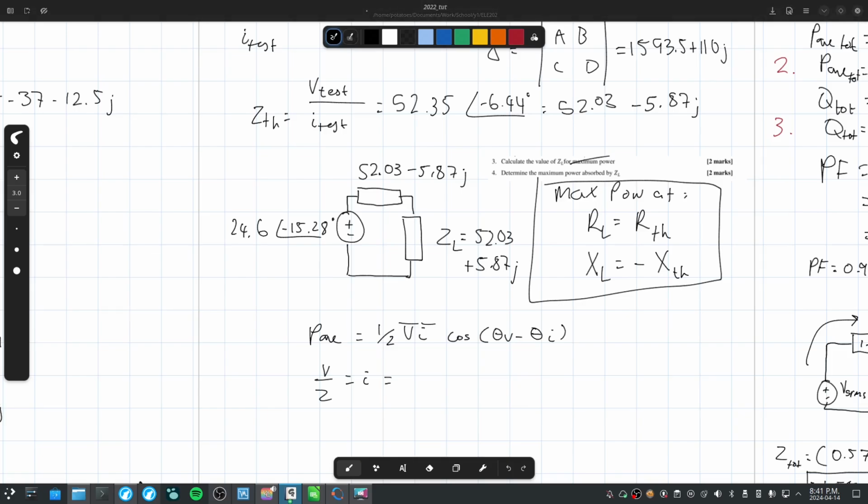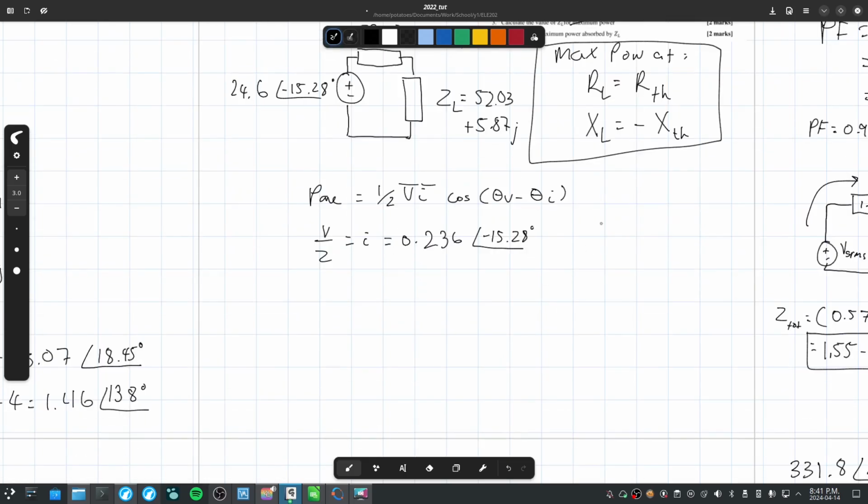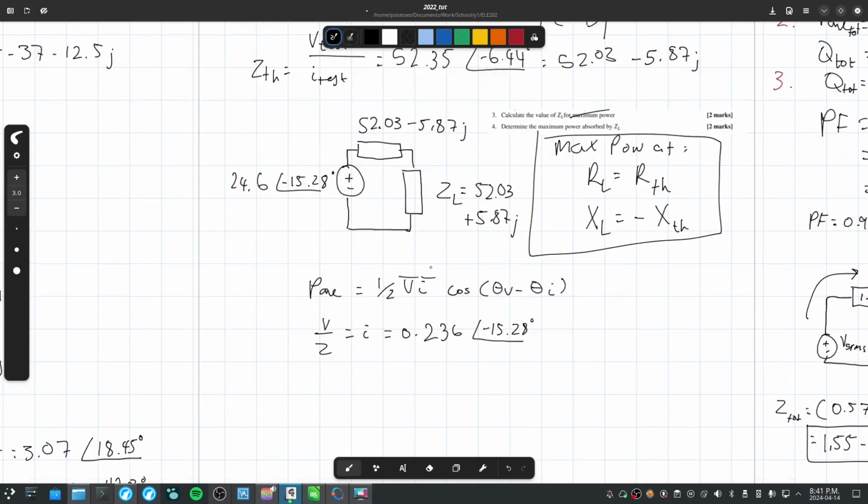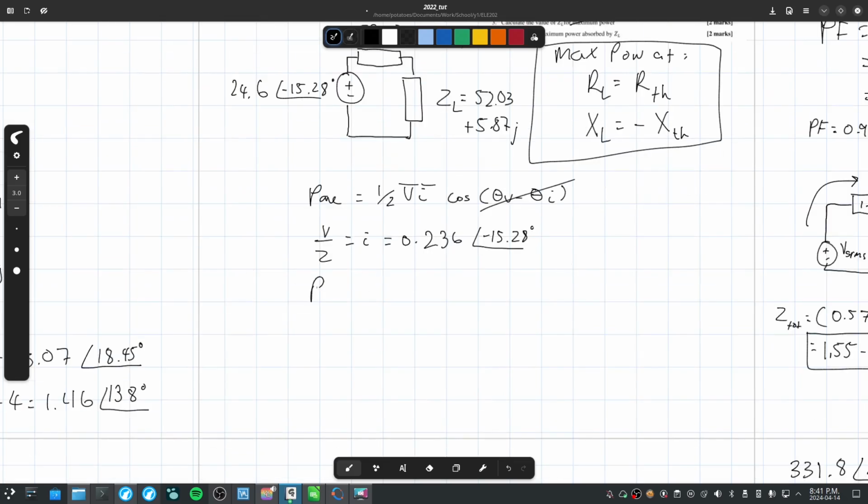Let me just compare that with my work. Yeah. So that's going to be, oops. Put that into phasor form. You get that the current is 0.236 with a phasor of negative 15.28 degrees. So negative 15.28 degrees. Same angle. So actually, this turns to nothing. So you get that P average is equal to 1/2 magnitude V magnitude I.